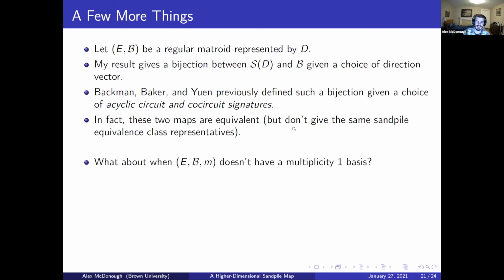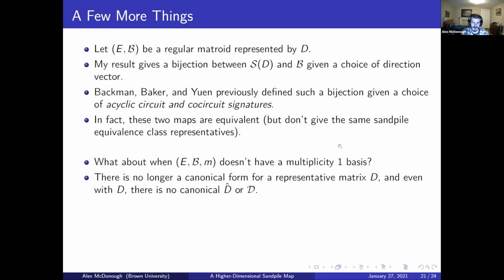And then there's the question that everyone's probably wondering about, which is what if we don't have this multiplicity one basis? So we can't turn this into a standard representative matrix. There's some cases where you can't possibly choose what we want our matrix to look like and have it be canonical. And even when we do, there's no way of saying what D hat should be, or fancy D.